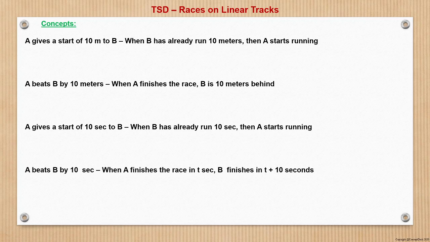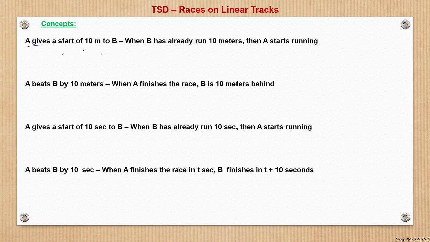To start with, we'll understand a few basic terms of the races, which frequently appear in many of the questions in various examinations. The first statement reads that A gives a start of 10 meter to B. Suppose a person A gives a start of 10 meter to person B. So what does this mean? This basically means that A and B are in a race.